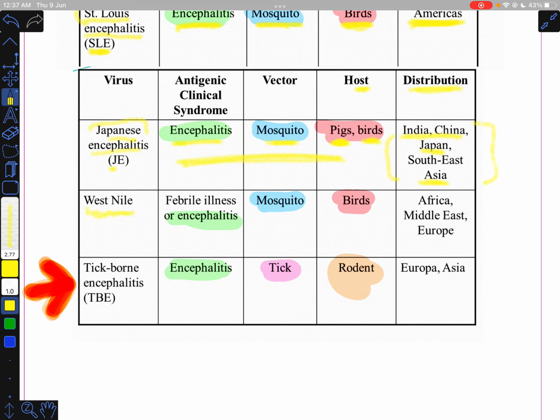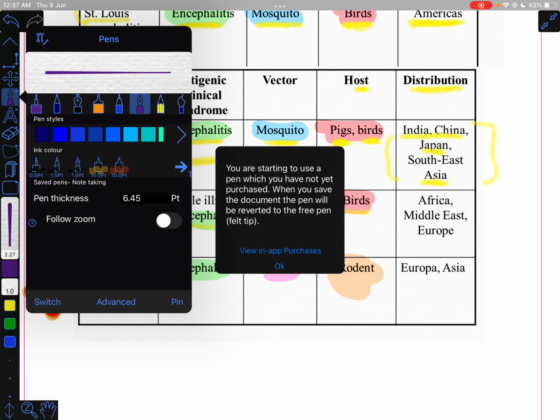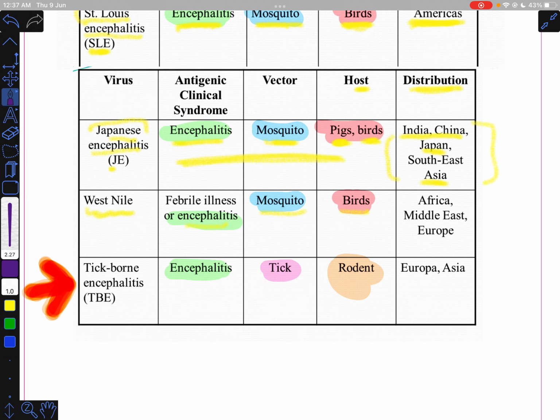West Nile. West Nile is encephalitis, mosquito, bird. We have to remember it: EMB. How can we remember it? Like this. EMB. We find it in West Nile, in Africa, the Middle East, and Europe. And this is the other arrow.